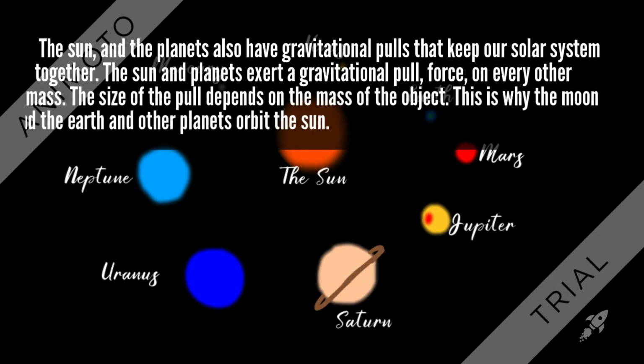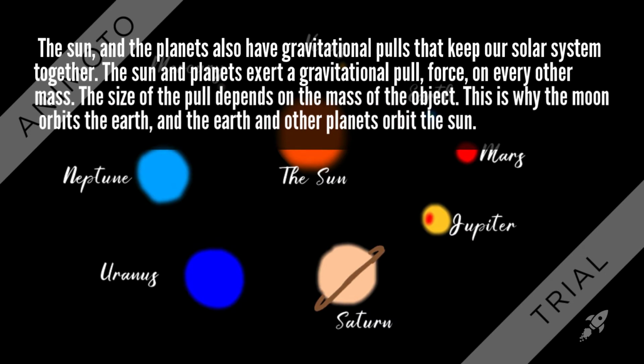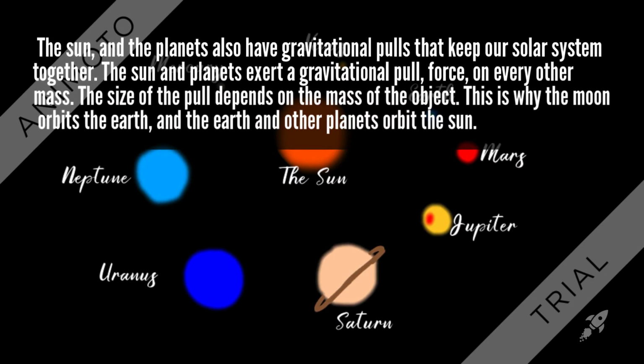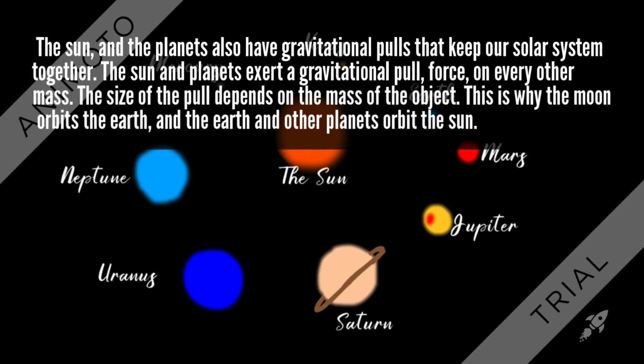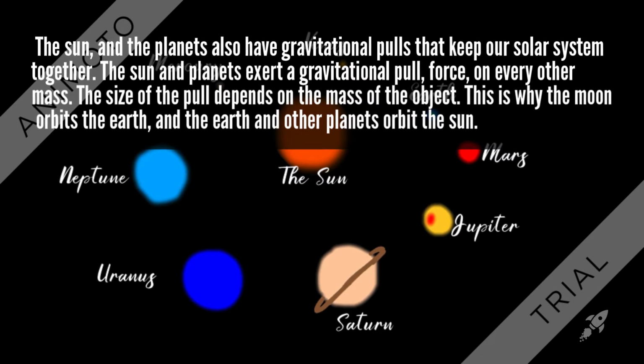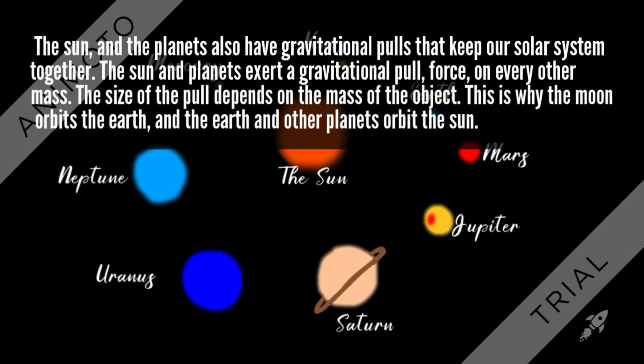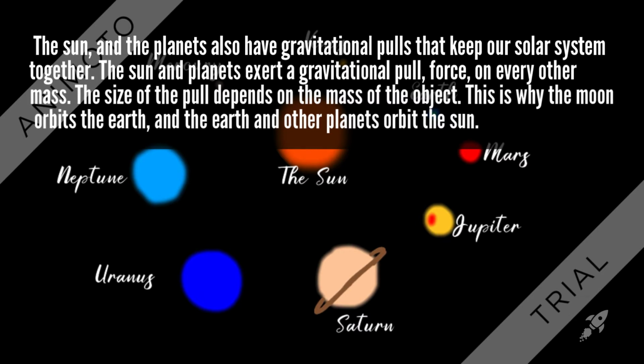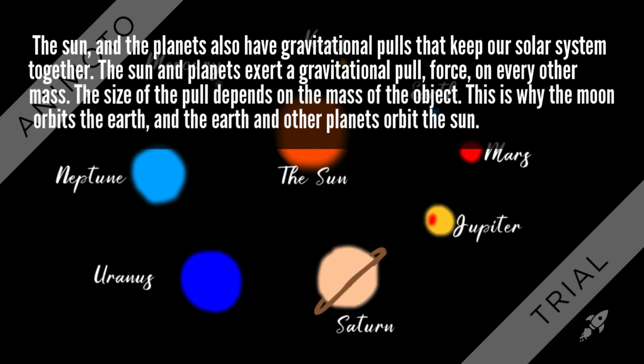The sun and all the planets also form gravitational pulls that keep our solar system together. The sun and the planets exert a gravitational pull or force on every other mass. The size of the pull depends on the mass of the object. This is why the moon orbits the Earth and why the Earth and the other planets orbit the sun.